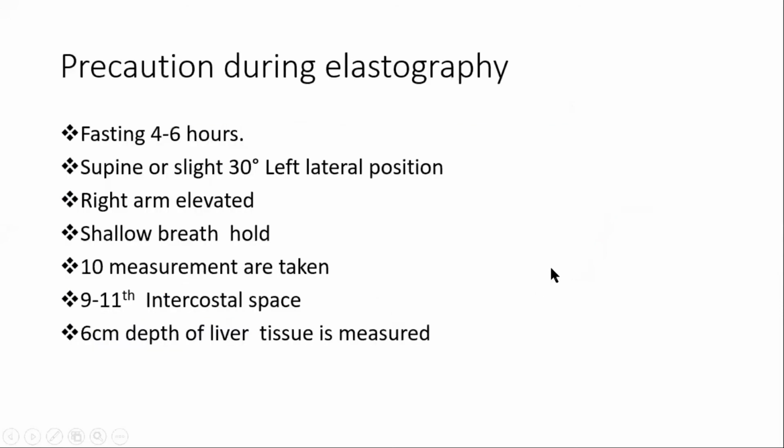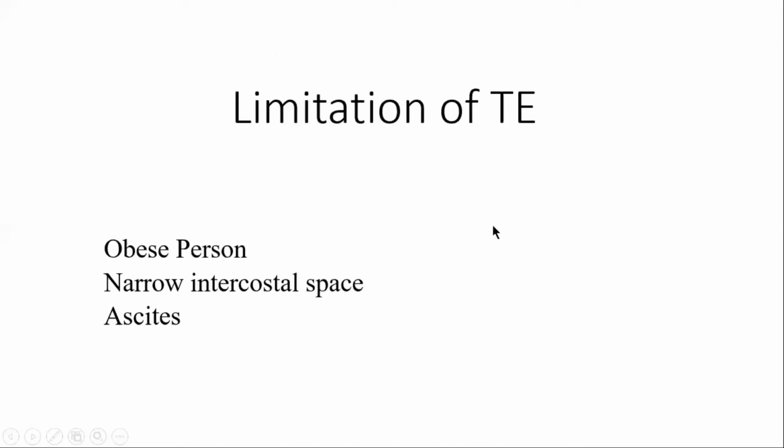Precautions should be taken during elastography: the patient should fast for 4 to 6 hours or at least 2 hours, lie supine at a 30-degree left lateral position with the right arm elevated, with shallow breath hold, and the measurements are taken. The 9th to 11th intercostal space is usually used, which is the area of the liver biopsy, and a 6 cm depth of the liver tissue is measured. Limitations are if the patient is obese, has narrow intercostal space, or ascites. For the obese person, there is a special probe called the XL probe.